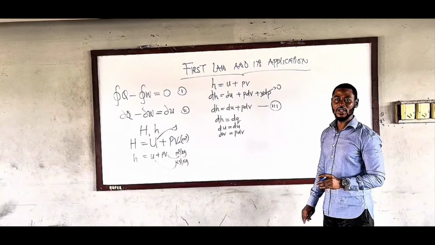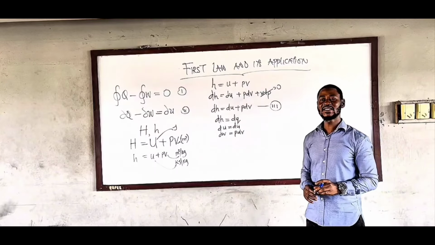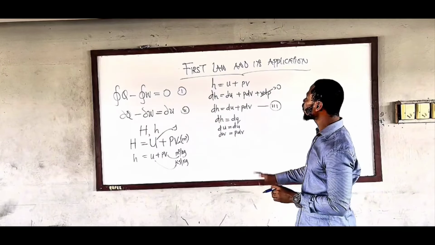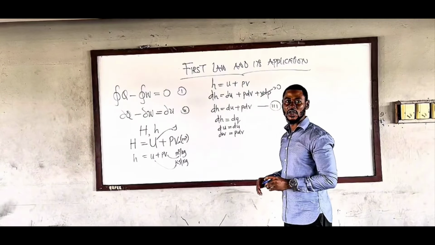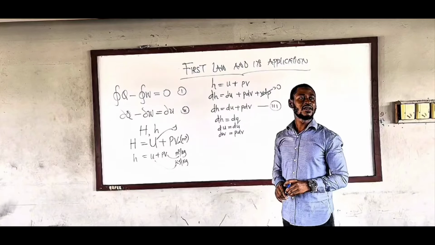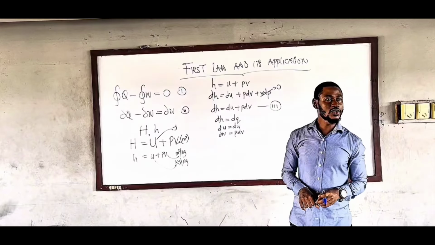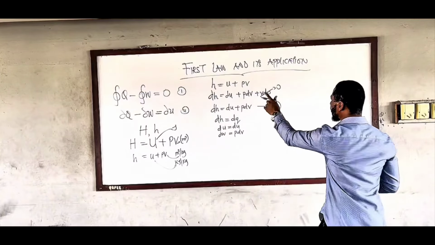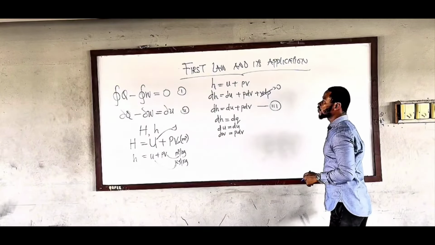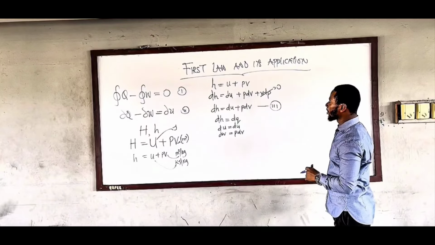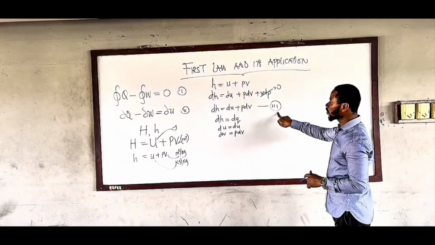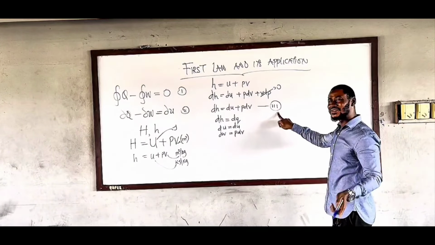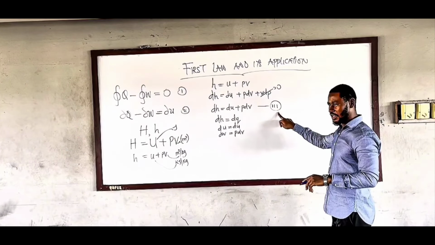The next thing that we are going to do now is try to get another form of relationship from this expression, which will give us Cp, also known as specific heat at a constant pressure. Then going back to the equation, dh equals du plus P dv. Equation 3 can also be rewritten in this manner.